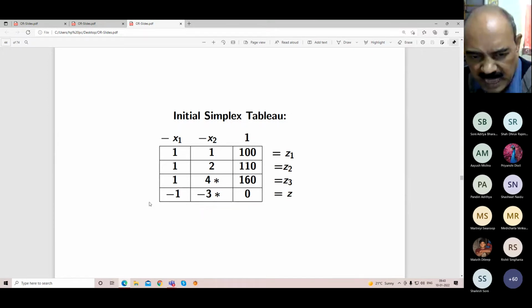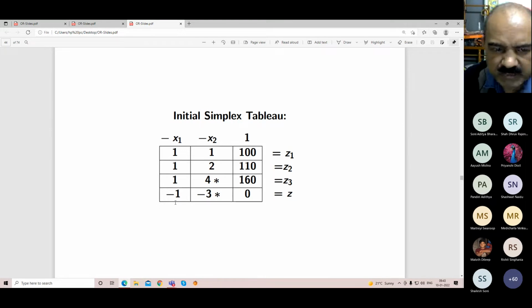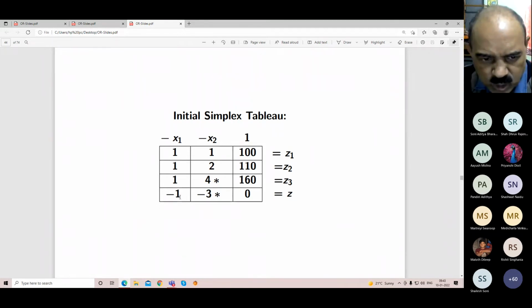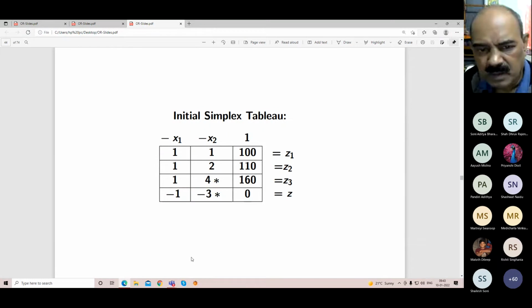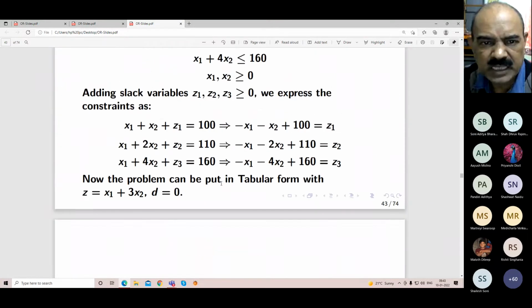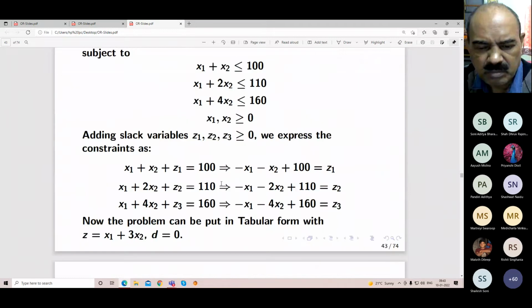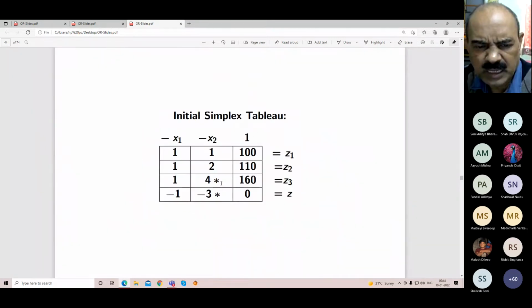The last row represents the objective function. So this is minus 1 into minus X1, this is X1, minus 3 into minus X2, that is 3X2, plus 0 equal to Z. Can you write in this form? Please check. Yes, sir. Now it is clear how we are presenting this problem in a tabular form. This is the table.